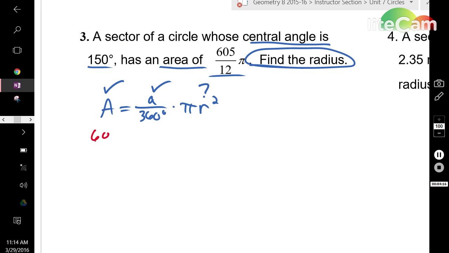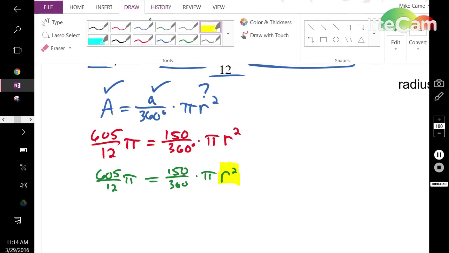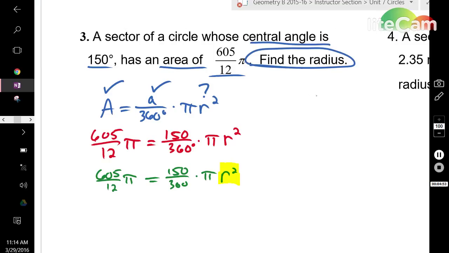So it's going to be 605 over 12 times pi equals, and A is going to be 150 over 360 times pi r squared. And we're going to employ the use of reciprocals again to solve for a missing value. Rewrite it underneath here. It's a little easier to see. So I want to get R by itself, or R squared first. So first thing I'm going to do is multiply both sides by the reciprocal of the numbers I want to get rid of.